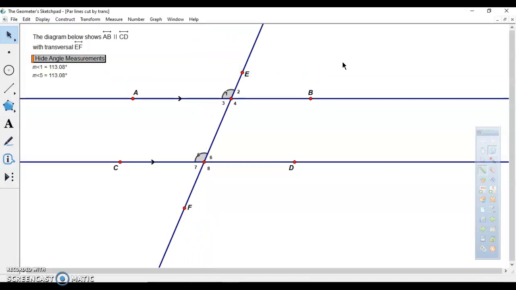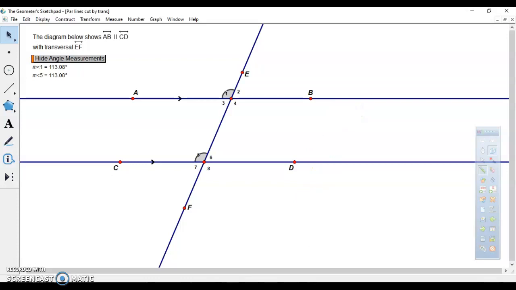So by using inductive reasoning, I'm observing the data. Hey, look, angle 1 and angle 5, same measure. And then I see a pattern. You know what? When lines are parallel, it appears to me that their corresponding angles are going to have the same measure. And same measure means they're congruent.